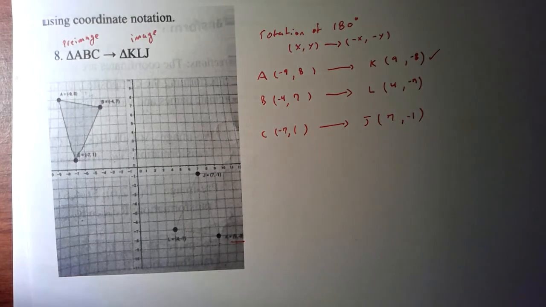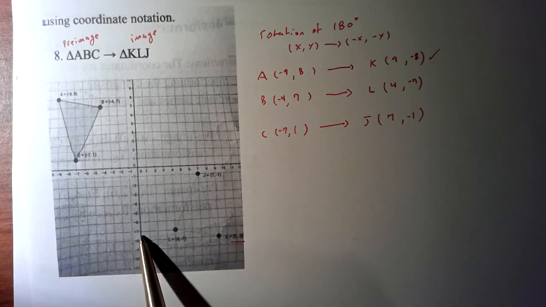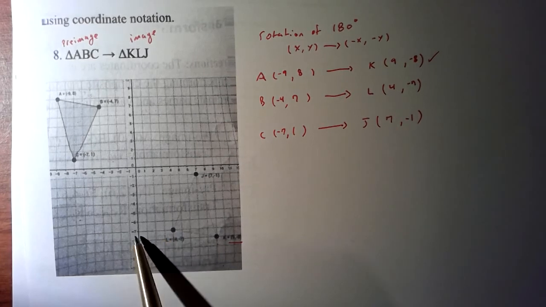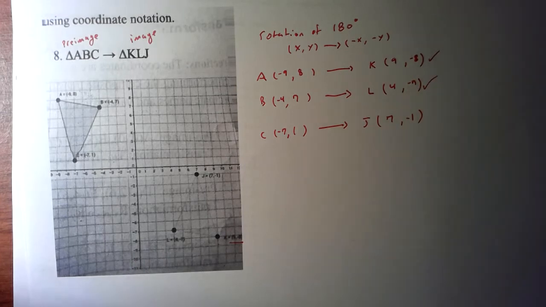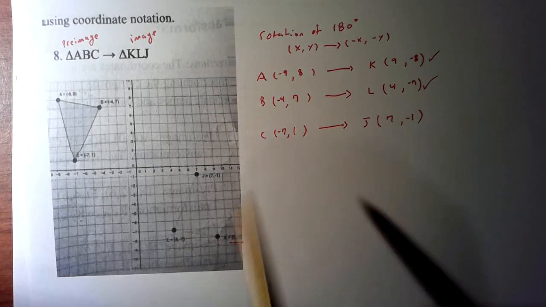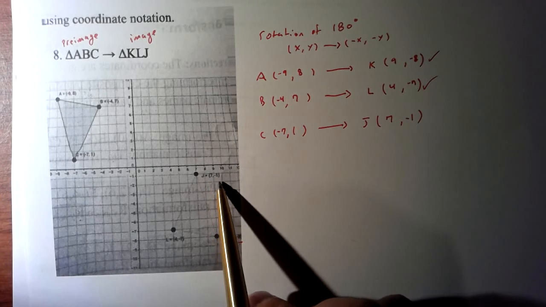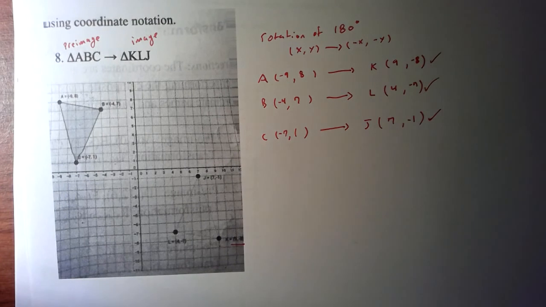How about B? So that one goes to L. So where's L over here? Let's see, what are the coordinates of L? Interesting. They are 4 and negative 7. Look, 4 and negative 7. Check mark. Now let's look at C, which transforms to J. And J down here in the picture is at 7 comma negative 1. And yes, indeed, we got 7 comma negative 1.